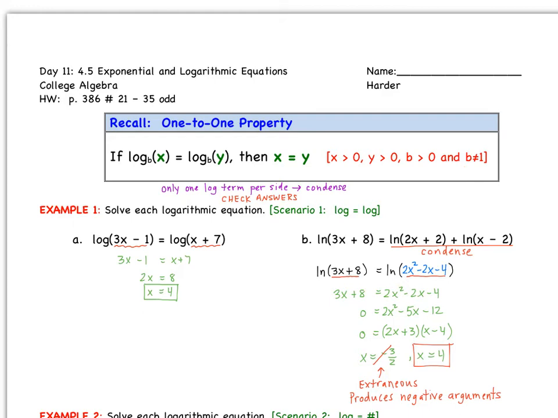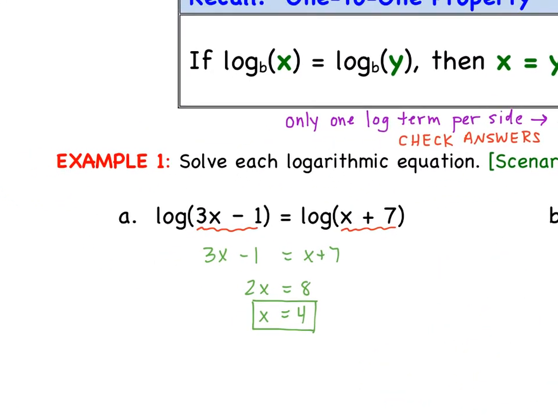Okay, so the first scenario that we're going to look at for our examples is a log equaling a log scenario. So the rule of thumb is there can only be one log term per side. If there's multiple, so log plus log or log minus log, we have to condense. And always, always, always, at the end, we have to check our answers to make sure that our arguments will remain positive. Okay, so let's take a look at this first example.